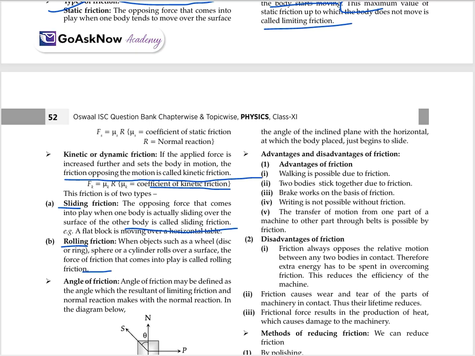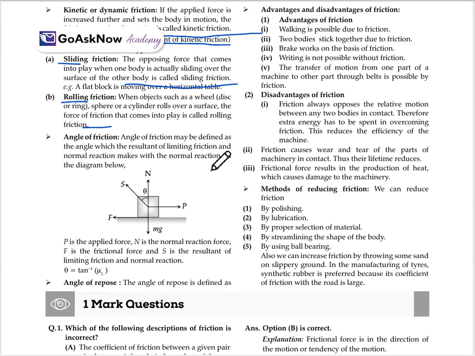Now, angle of friction. The angle of friction may be defined as the angle which the resultant of the limiting friction and the normal reaction makes with the normal, as in the diagram below. So we have one block here. S is the resultant force, then F, N and P. P is the applied force, N is the normal reaction force, F is the friction force, and S is the resultant of limiting friction and normal reaction. Then theta equals tan inverse mu L.